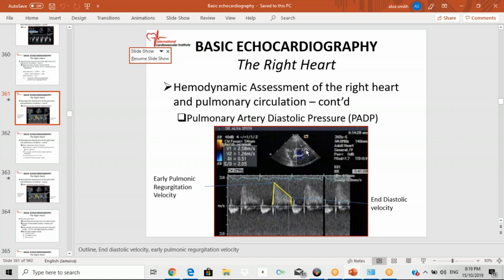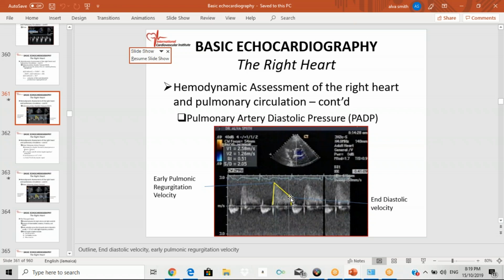So therefore, the pressure in the pulmonary trunk has to exceed the pressure in the right ventricular outflow tract in order for blood to flow in that direction. Okay, again, the pressure gradient is equal to 4v squared, the modified Bernoulli equation. The velocity, so this is at end diastole, so we need to use the end-diastolic velocity. Okay, so this is the velocity we're going to use.